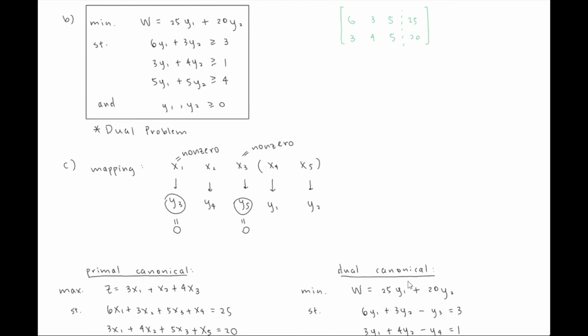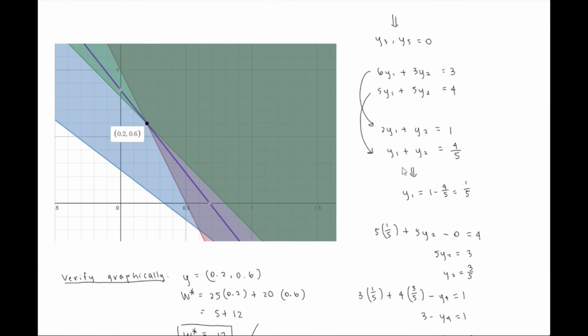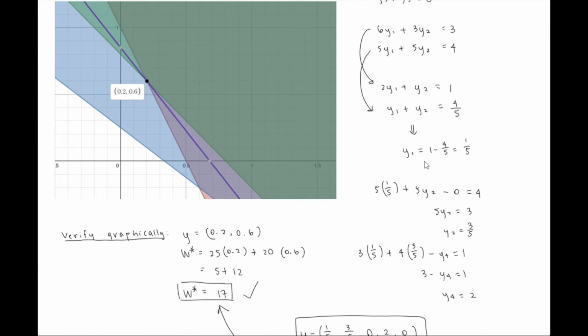Now, using our dual formulation here and subtracting some slack variables, we arrive at our dual canonical formulation, which is right here. We've now converted our system of inequalities to a system of equalities, and given the fact that we know that y3 and y5 are equal to 0, we can solve for the rest of the variables. So let's go down to look at those values. This is solving the system of equations, it's just showing the work, and we find that y1 is equal to 0.2, y2 is equal to 0.6, and y4 is equal to 2.